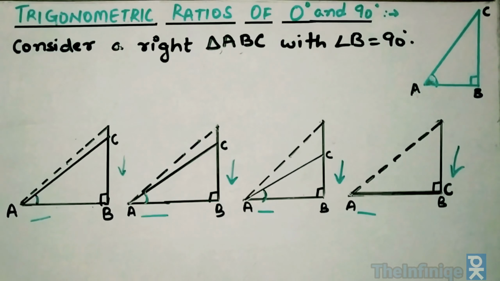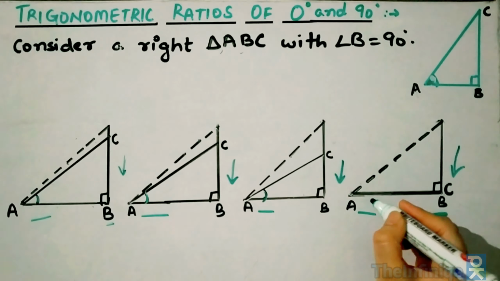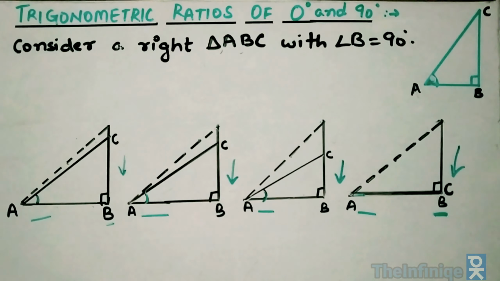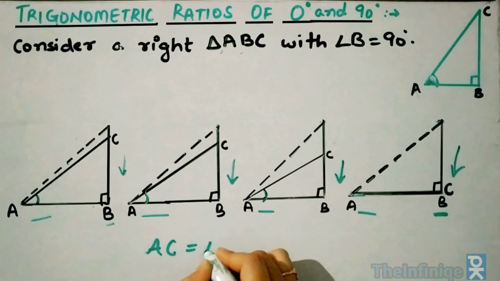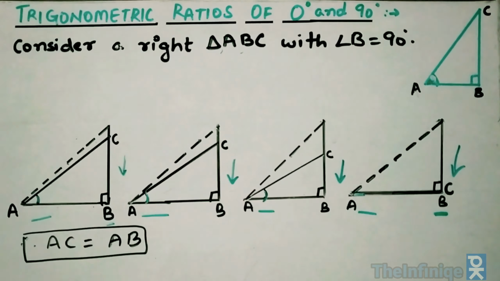The point C gets closer to point B in this figure, and finally when angle A becomes very close to 0, AC becomes almost the same as AB. AC is equal to AB. When angle A is very close to 0 degree, BC gets very close to 0.